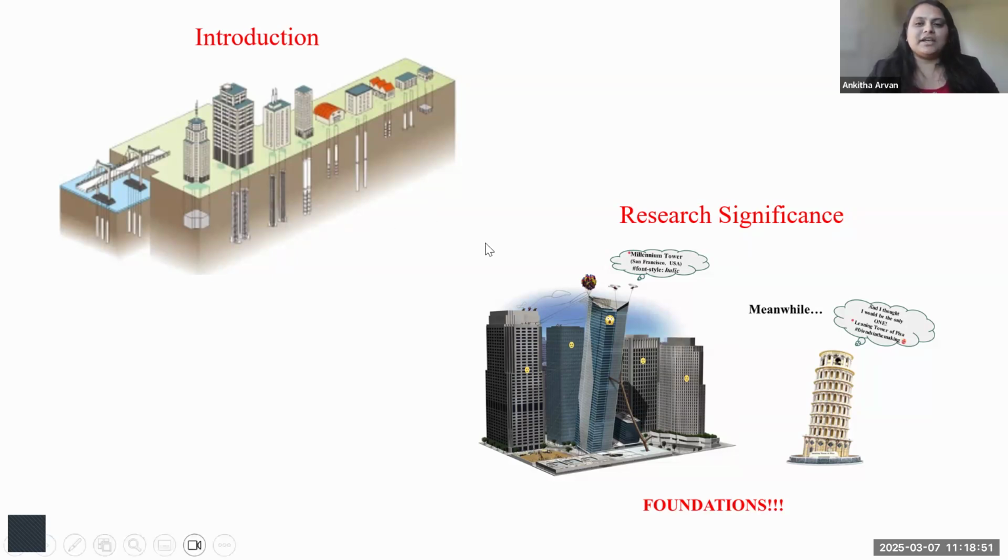As you see, I just made a comic. I usually like to do these kinds of animation pictures, so as a part of my PhD presentation, I just created this. The Leaning Tower of Pisa is one of the examples to understand how important it is to understand the soil layers beneath the foundation systems and how we can improve it over time so that we save the structures.